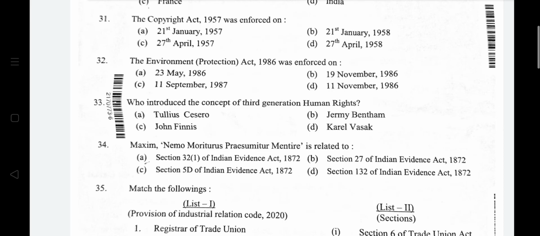Question number 34. Maxim Nemo Moriturus Praesumitur Mentire is related to A. Section 32(1) of Evidence Act, B. Section 27 of Evidence Act, C. Section 5D of Evidence Act, D. Section 132 of Indian Evidence Act. Answer is A. Section 32 of Indian Evidence Act, that also deals with dying declaration.